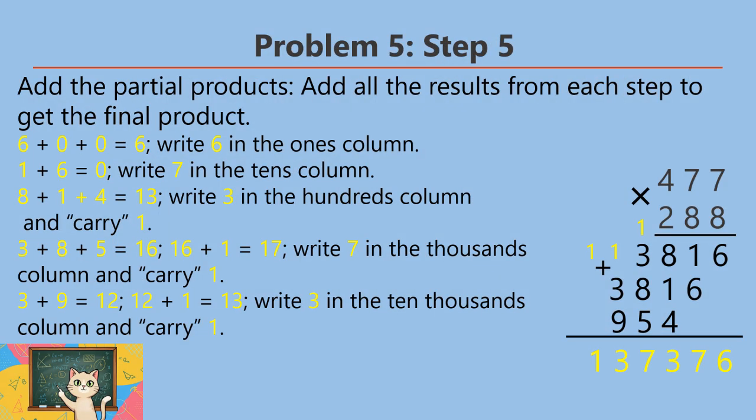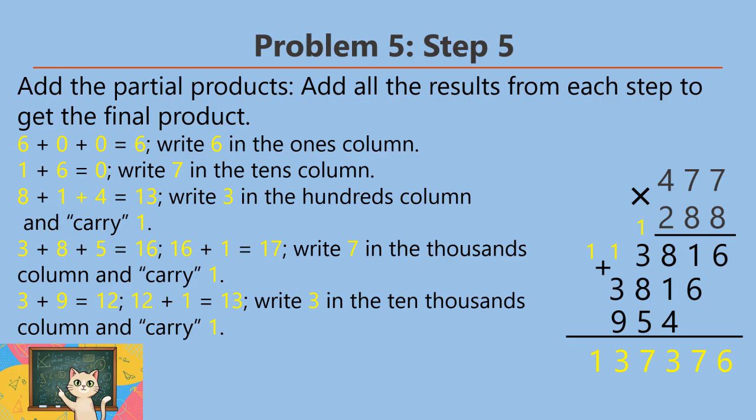Step 5. Add the partial products. Add all the results from each step to get the final product. 6 plus 0 is equal to 6, write 6 in the ones column. 1 plus 6 is equal to 7, write 7 in the tens column.